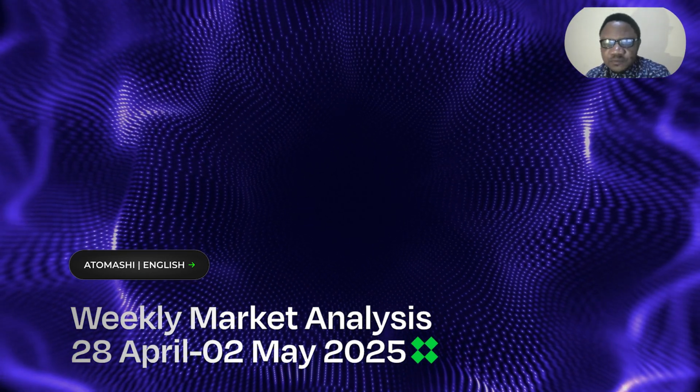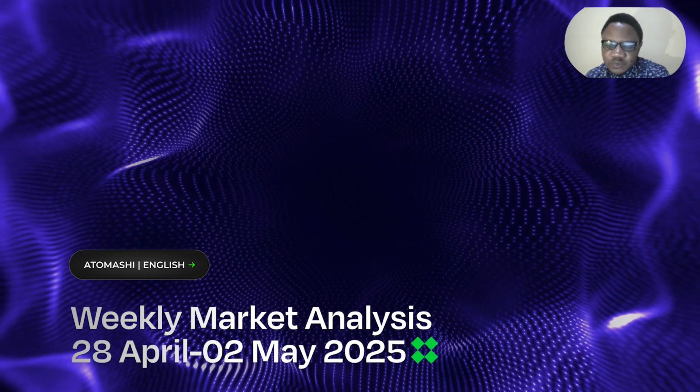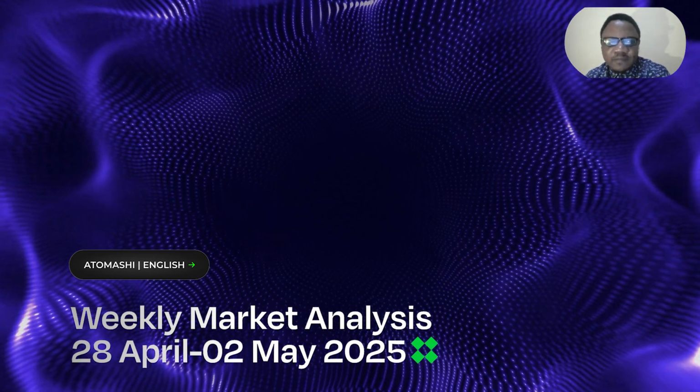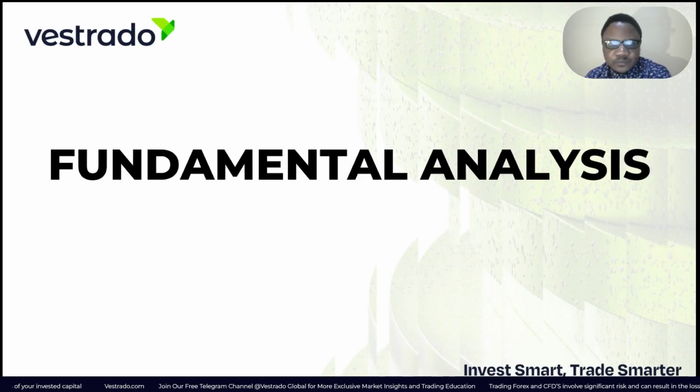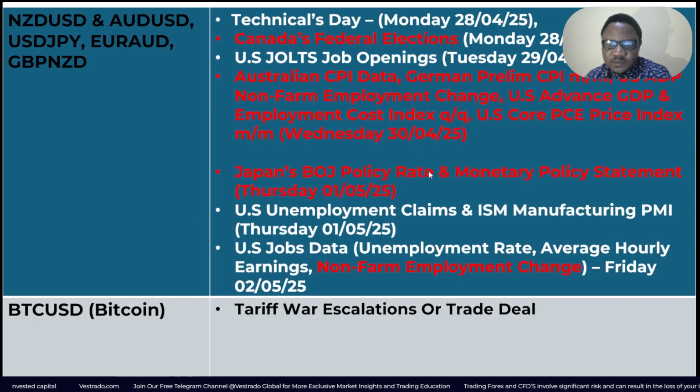So we're starting with our fundamental analysis and the pairs we're looking at this week. Some pairs include the NZD USD, the AUD USD, the USD JPY, the Euro AUD as a consolation, and the GBP NZD. And of course, we also like to look at Bitcoin to see what movements we could predict here.